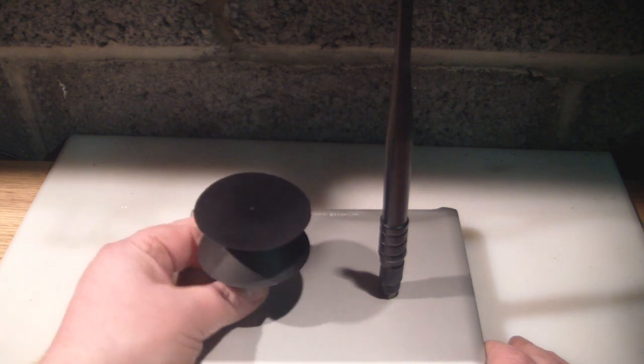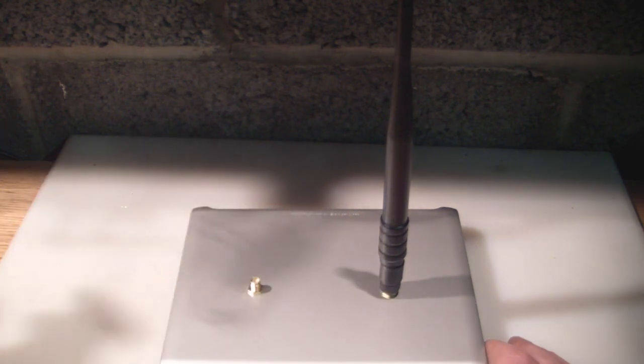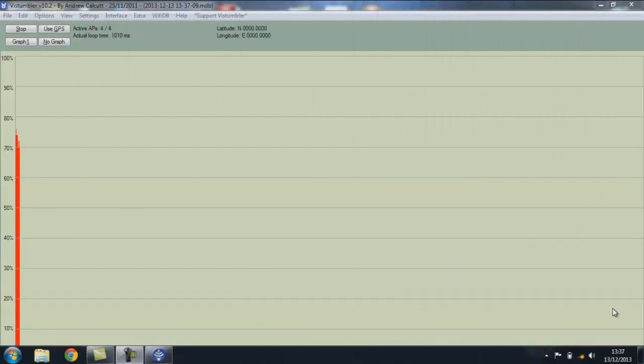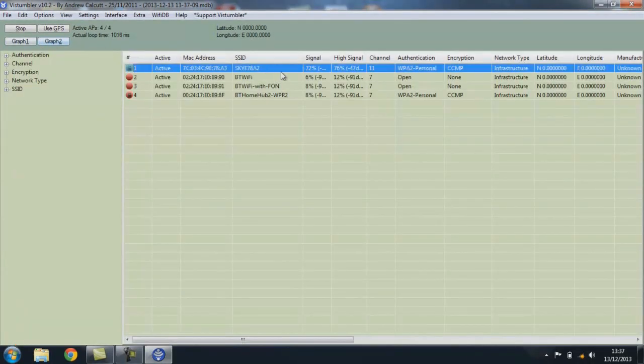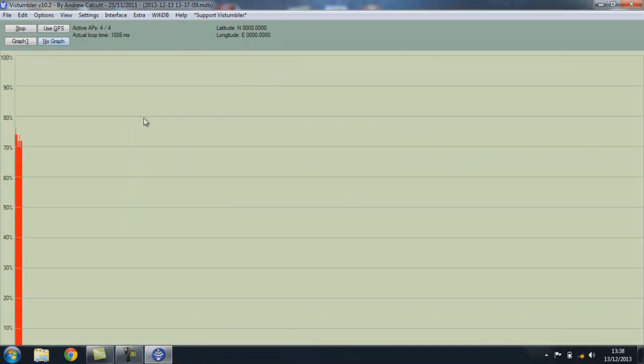So all that's left to do now is to give it a quick test and see how well it performs. So looking at the router after the antenna modifications, we're getting around 70% signal, 72%. So not quite as good as the BT Home Hub I did in the last video, but there again, that did have a biquad antenna, but certainly better than the 0 or 2% we got when we first tested it, so I'm pretty pleased with that.